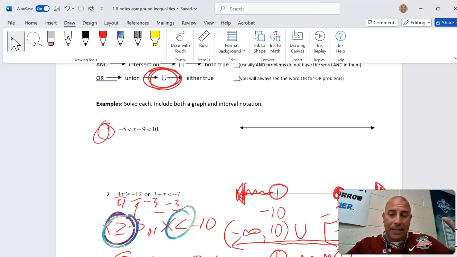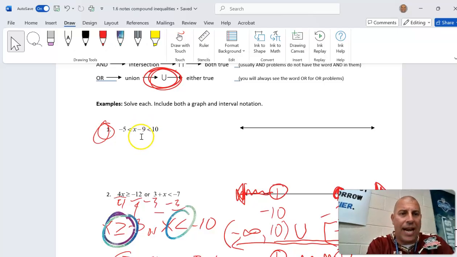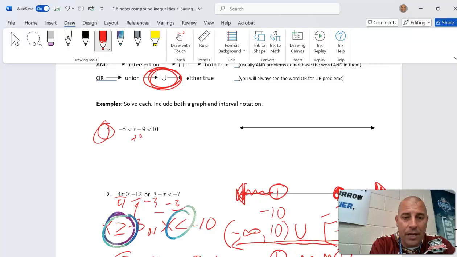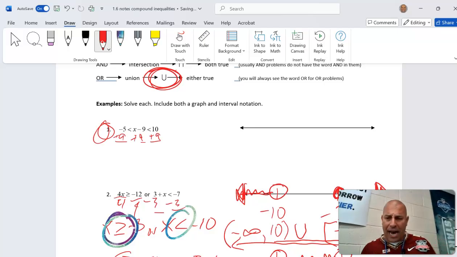So the idea is because it's technically 2 of them, you actually just do it to both sides. So opposite of subtracting 9 is to add 9. So I'm going to add it to the 10. But we're also going to add it to the negative 5. Because again, both sides, I've got 2 inequality symbols. Now, I could come off to the side and rewrite it as 2 of them. Negative 5 less than x minus 9. And then write out the other one, x minus 9 less than 10. And then solve it. But this just kind of speeds up the process here.